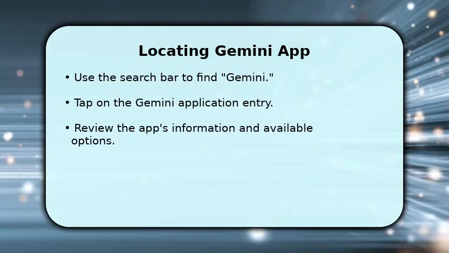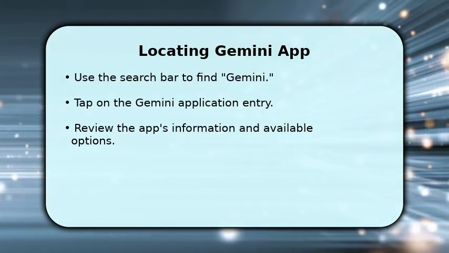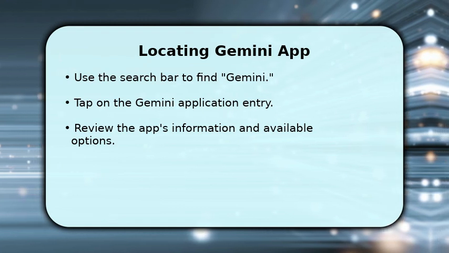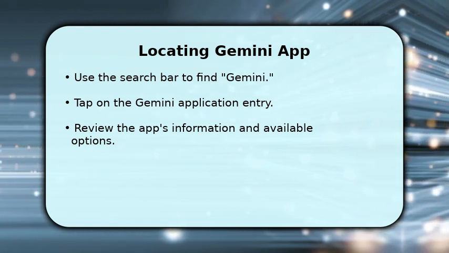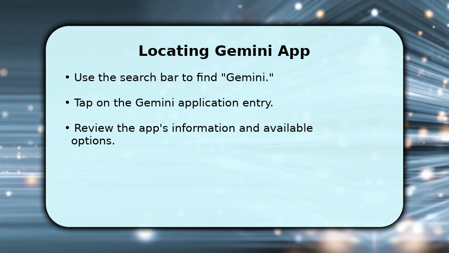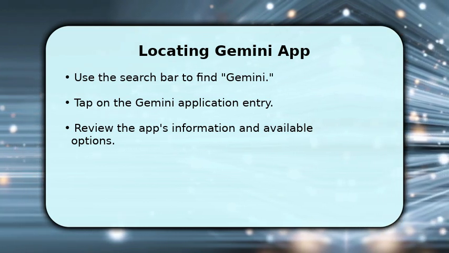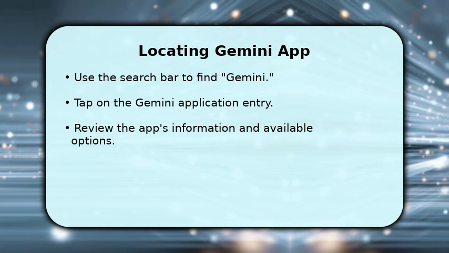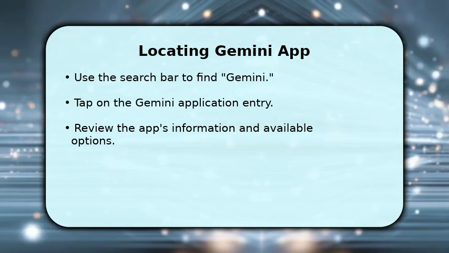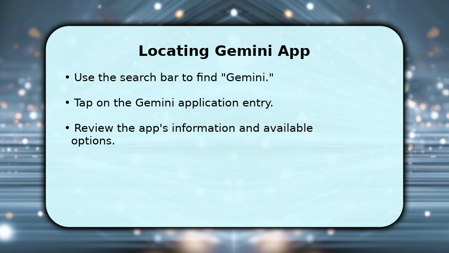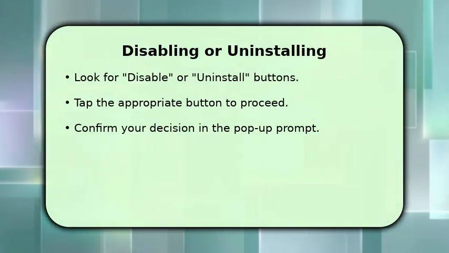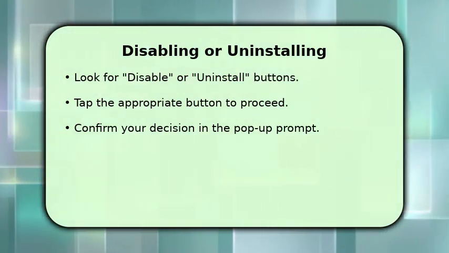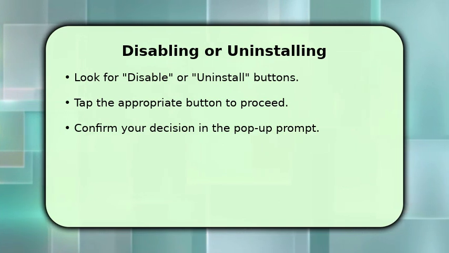Now that you are in the App Management section, use the search bar at the top to quickly find Gemini. Once it appears in the list, tap on the Gemini application entry. This action will open a new screen displaying detailed information about the app, including various settings and controls you can adjust. On the Gemini app info screen, you will typically see options like Disable or Uninstall.